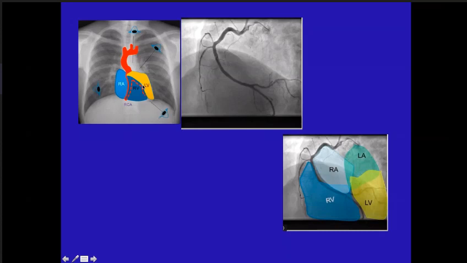Yes, come on, what view is this? Come on, guys, quick. LAO cranial. Steep LAO, mild LAO, you never told me. I've been talking so long and still you're not using the terms I want you to use.